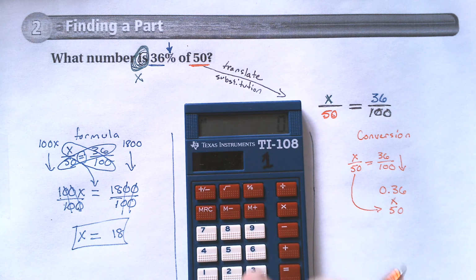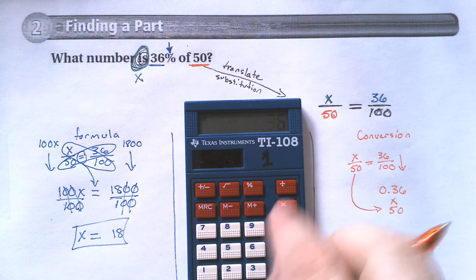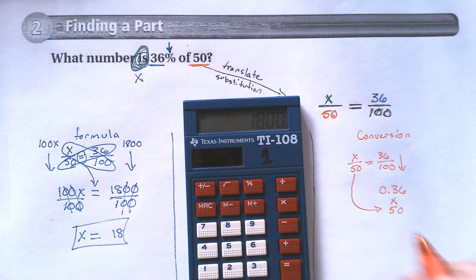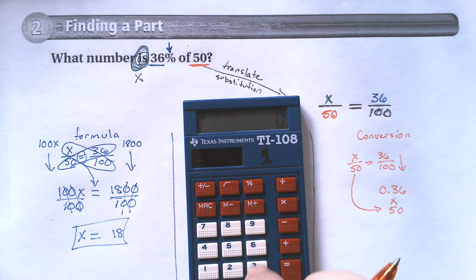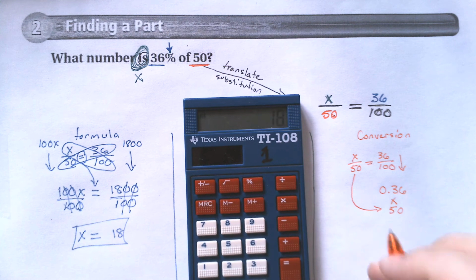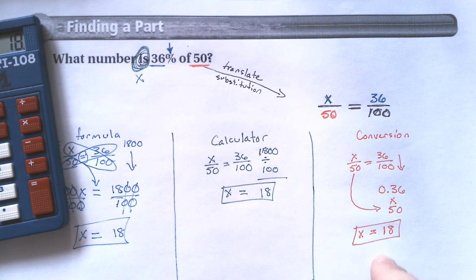What did I hit? 0.36 times, clear, 0.36 times 50 equals, now I forgot to hit 0 point, it equals the 1800, but if I move that decimal over, 0.36 times 50 equals 18, and I can write my answer here, and I got x equals 18. So again, all I've done is prove that no matter which one of these we follow, I will get the same answer. So you want to pick the one that works best for you.